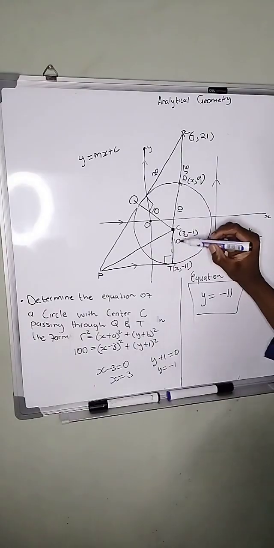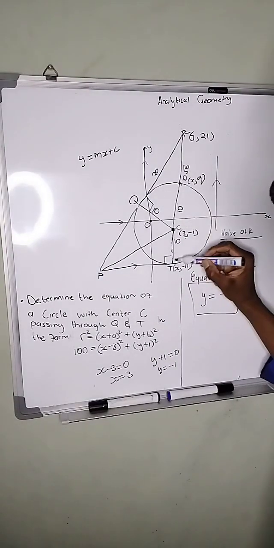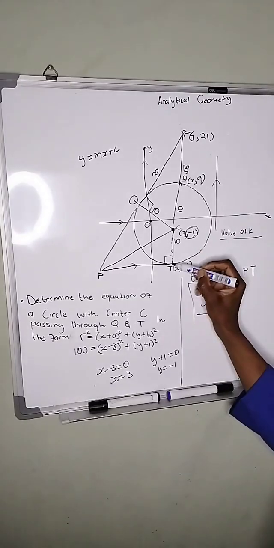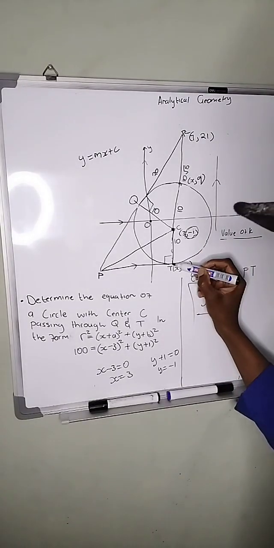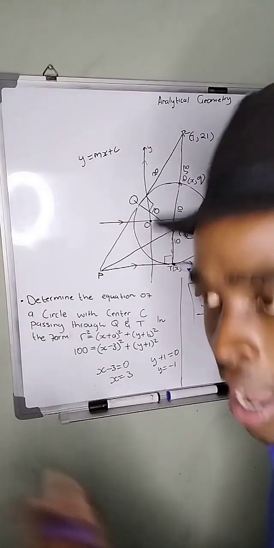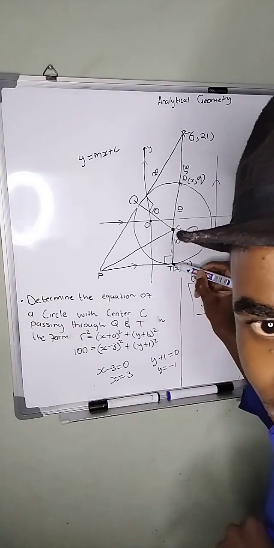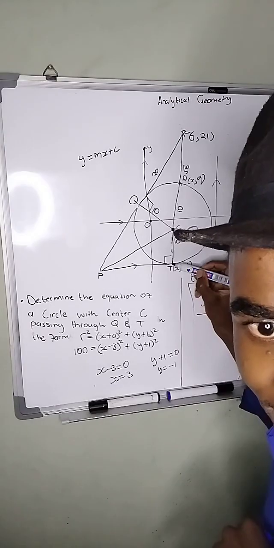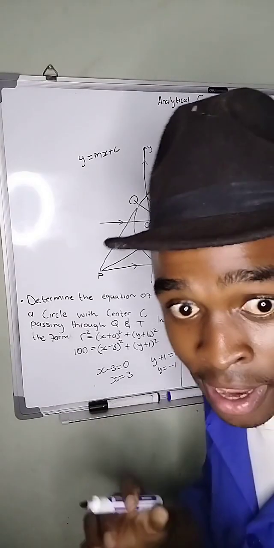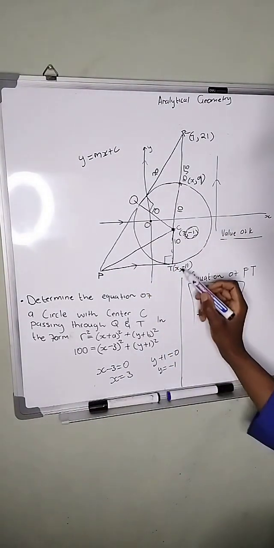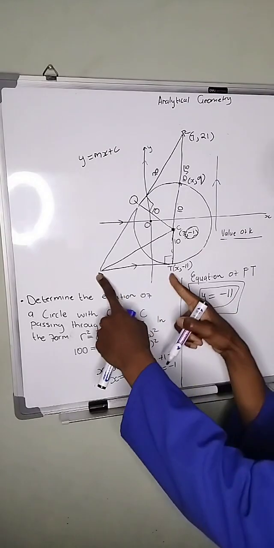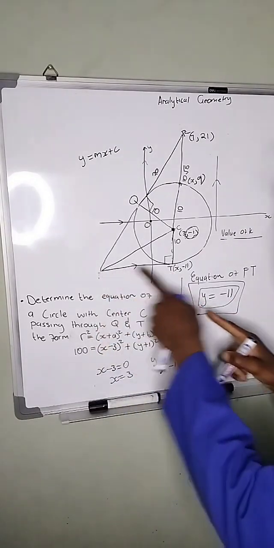So now I'm going to count how many units? 10 units. So from -1, 10 units down, how much is it? It's going to be -11. Then my y for PT, since it is a straight line, there is no gradient here.